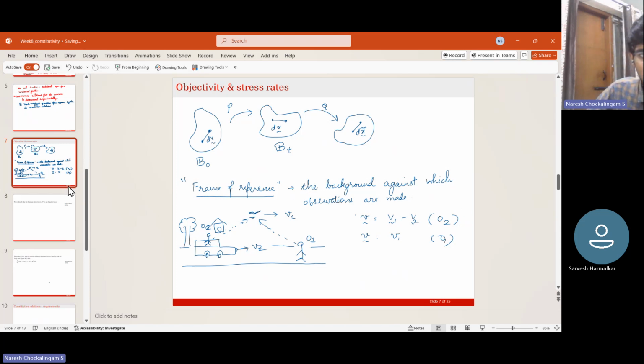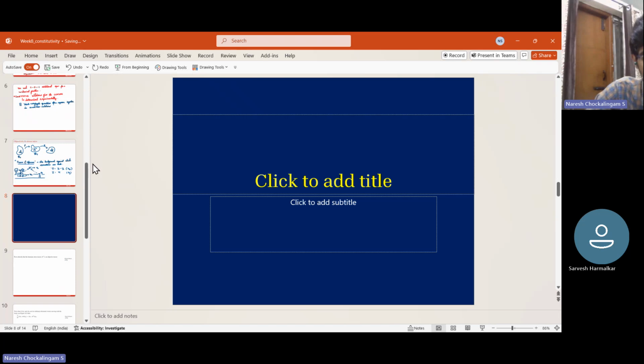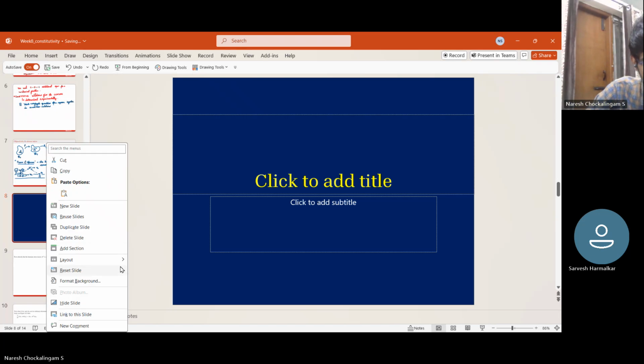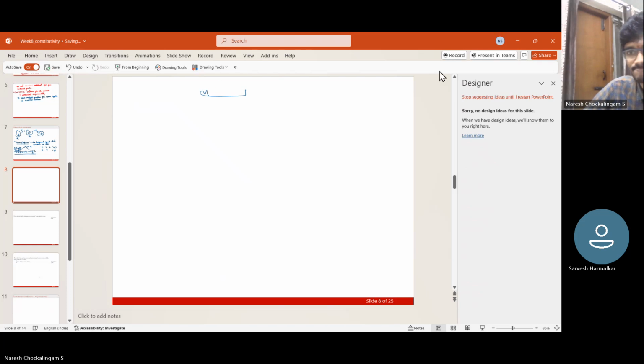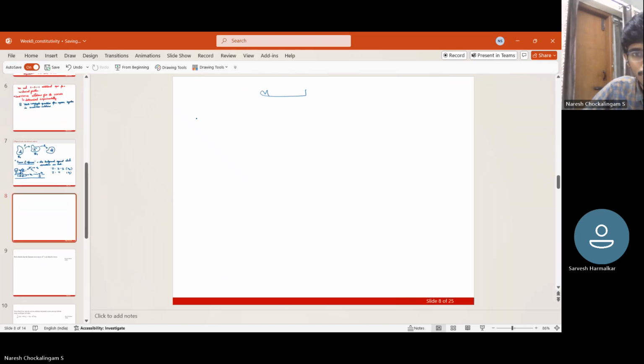Let us say you have a deformation field, you have a motion. Say you have a motion described by x equal to phi of X comma t. This is a motion of a certain body. It can be rigid, it can involve strains. That's not important right now.